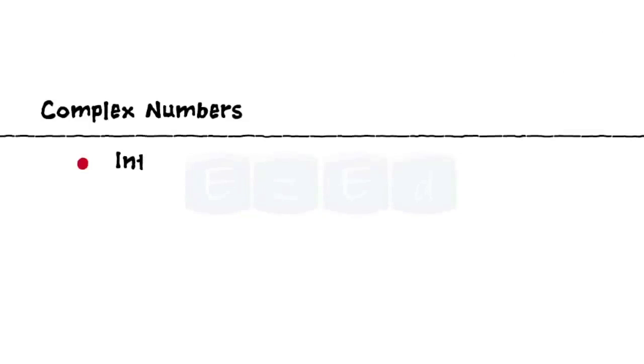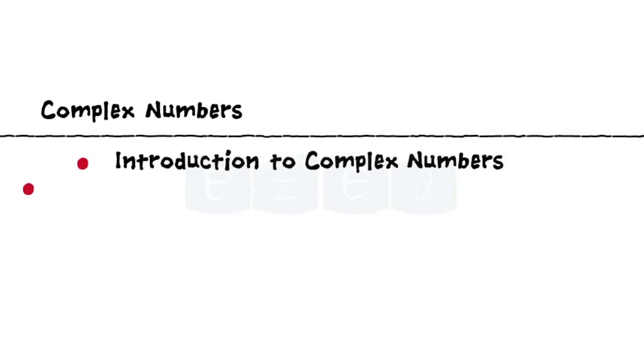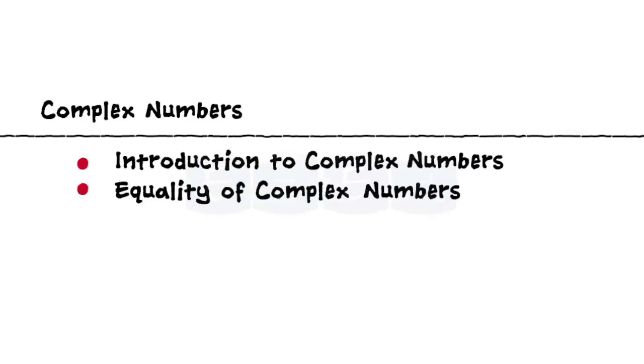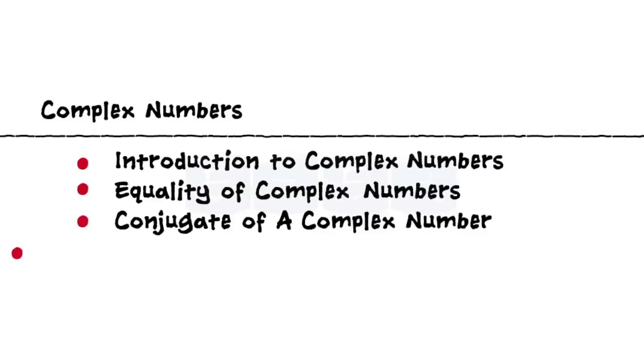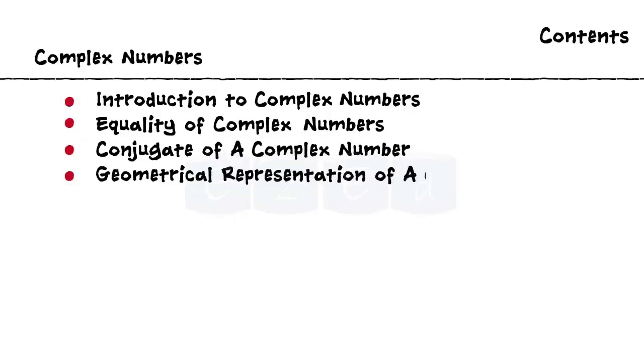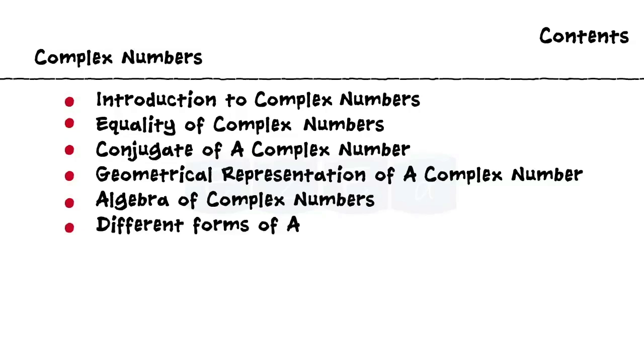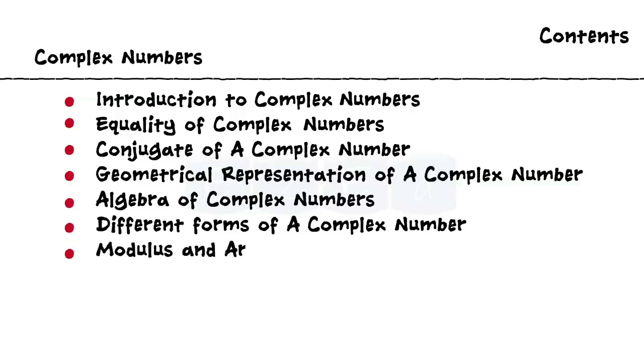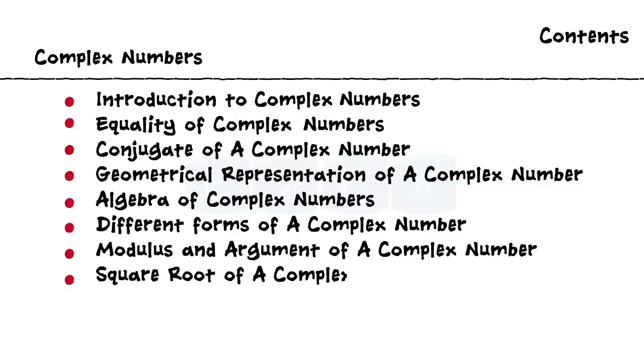In this Easy Ed video lecture, we are going to start with the introduction of complex numbers followed by equality of complex numbers. Next, we move on to the conjugate of a complex number, geometrical representation of a complex number, algebra of complex numbers, and different forms of a complex number. Then we learn how to find the modulus and argument of a complex number, and finally, the square root of a complex number.